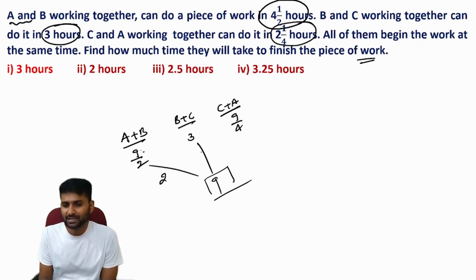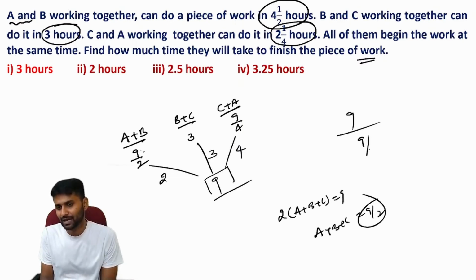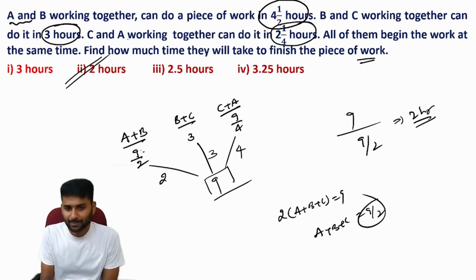Now, BC together, it takes exactly 3 hours, means efficiency 3 units. And CA efficiency is 4 units. Now, here the question, if all work together, how much time does it take? Now, see, 2 times the A plus B plus C is equal to 9, and ABC efficiency is 9 by 2. So, 9 divided by 9 by 2, then the total work is exactly completed in 2 hours.